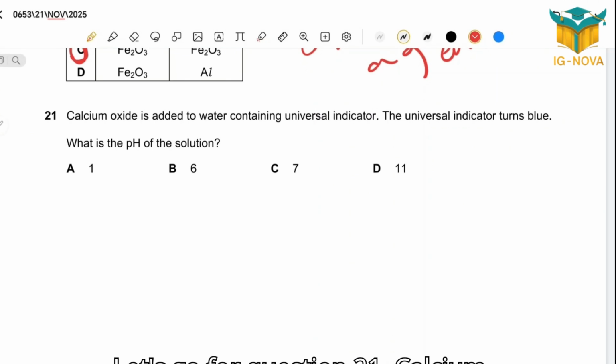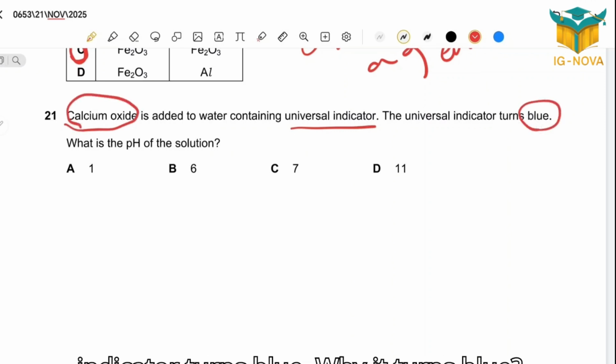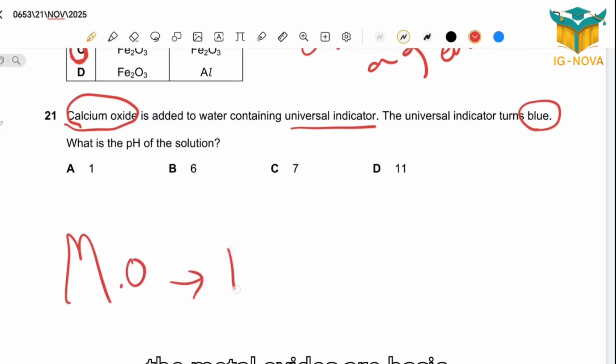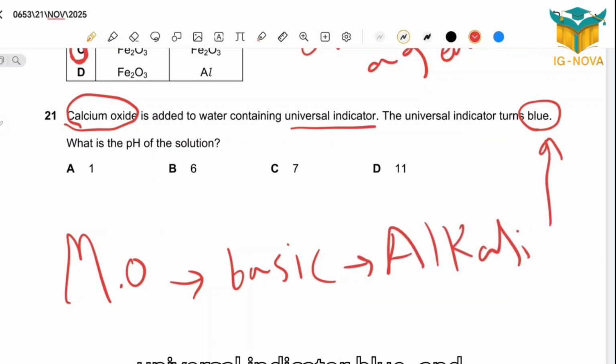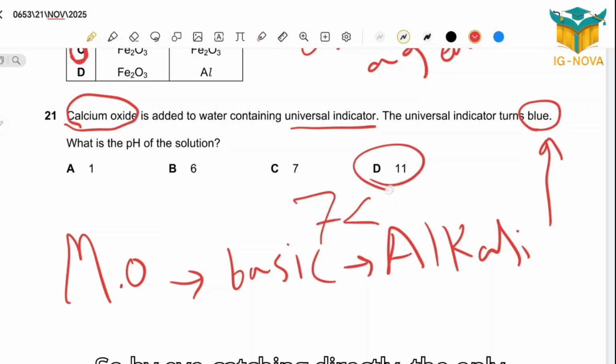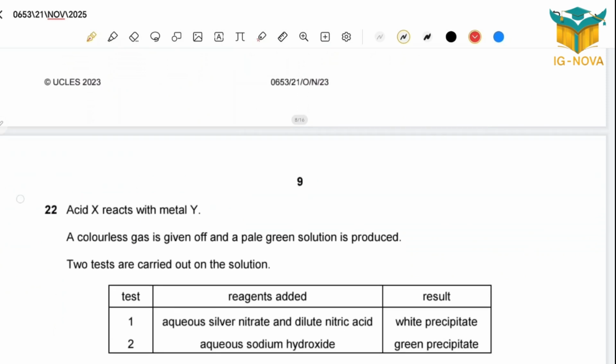Let's go for question 21. Calcium oxide is added to water containing universal indicator. Keep it in your mind. The universal indicator turns blue. Why does it turn blue? Because calcium oxide is a metal oxide, and metal oxides are basic. When they dissolve, they become alkali, and of course they will turn the universal indicator blue. And alkali has a pH higher than 7. So by eye catching directly, the only option higher than 7 is 11.